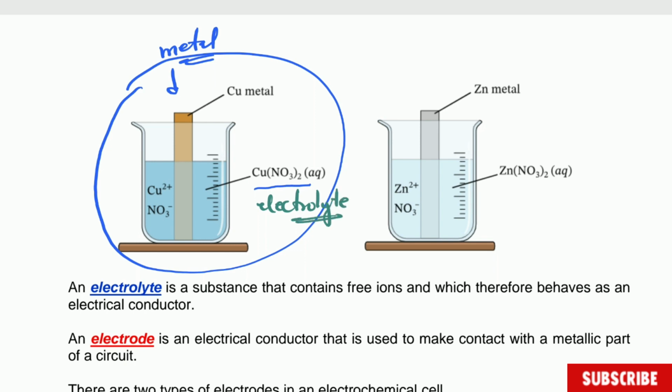What is an electrolyte, guys? An electrolyte is a substance that contains free ions and therefore behaves as a chemical conductor. So it's a solution that can conduct electrical current. This one here is the electrolyte. You have copper, which is introduced in a copper nitrate solution. That is what we call a half cell.